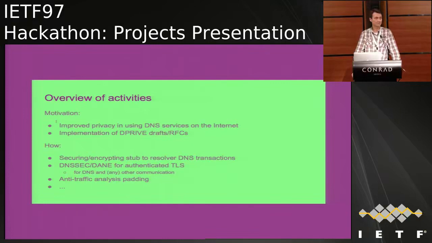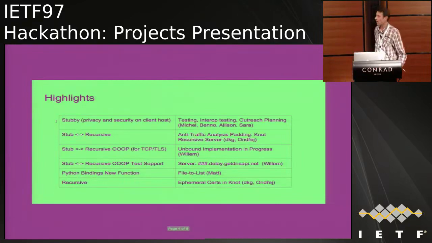Authenticated TLS for DNS, but also for any other connections you set up. Anti-traffic analysis padding, I will come to that later. So these are a number of activities we have done in the past, and also now we continue to do on our tools. So these are some of the highlights. We worked on our stub resolver, some interop testing, I'll come to that later. From the stub to the resolver, we did some padding to implement something like anti-traffic pattern analysis.